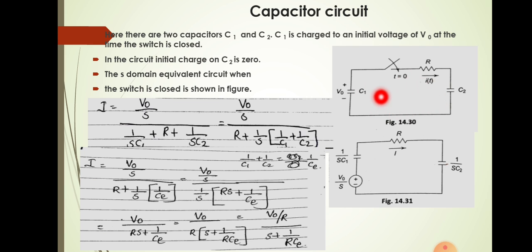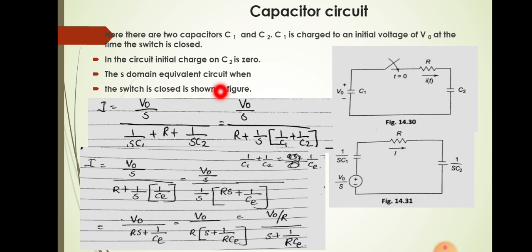So how this impulse function looks, or how this will appear in the case of this circuit, is what we are going to deal with. Here we are making some assumptions. Two capacitors C1 and C2 are given, and C1 is charged to an initial voltage of V0, as shown here, when the switch is closed, and the initial charge on C2 is 0. So we are assuming that C1 is charged to an initial voltage of V0 and C2 has no charge before the time t equal to 0.